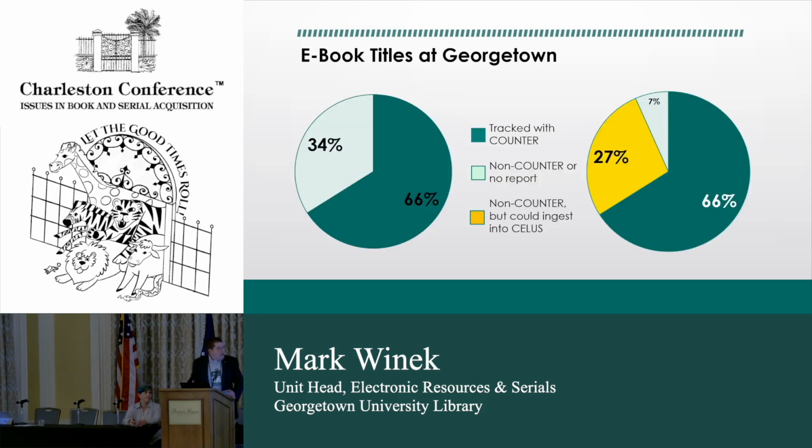So the pie chart on the left shows Georgetown's ebook inventory. We took out government documents just because that would have skewed everything. So a chart of your own institution's ebook inventory may look very different. At Georgetown, about 66% of our ebook titles are hosted on COUNTER-compliant platforms, but 34% of our ebooks are on non-COUNTER vendors, so that's a pretty large slice of the pie, both in terms of content but also expenditure. However, if we loaded all the non-COUNTER reports we possibly could into CELUS, we would account for most of those non-COUNTER vendors. So now on the right, the slice of untracked vendors is much smaller, only 7%.